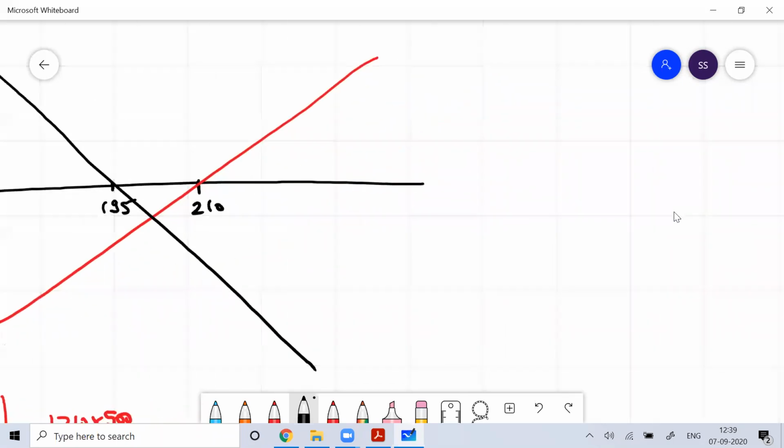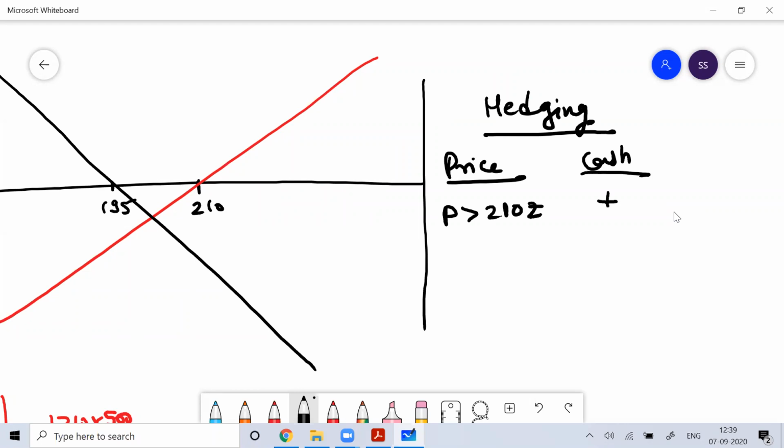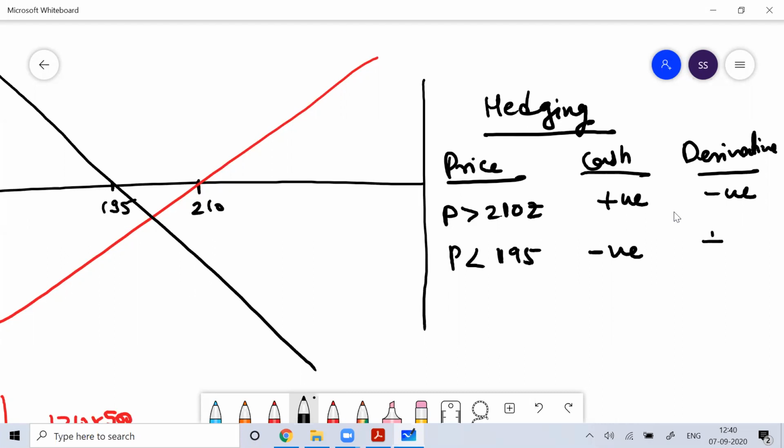Understand one thing: this investor has done hedging. In future, if the price is above 210 rupees, from the cash market he'll get a profit, but from the derivative market he'll get a loss. You understanding? While if the price is below 195 rupees, then from the cash market he'll get a loss, but from the derivative market he gets a profit. I hope you're understanding.